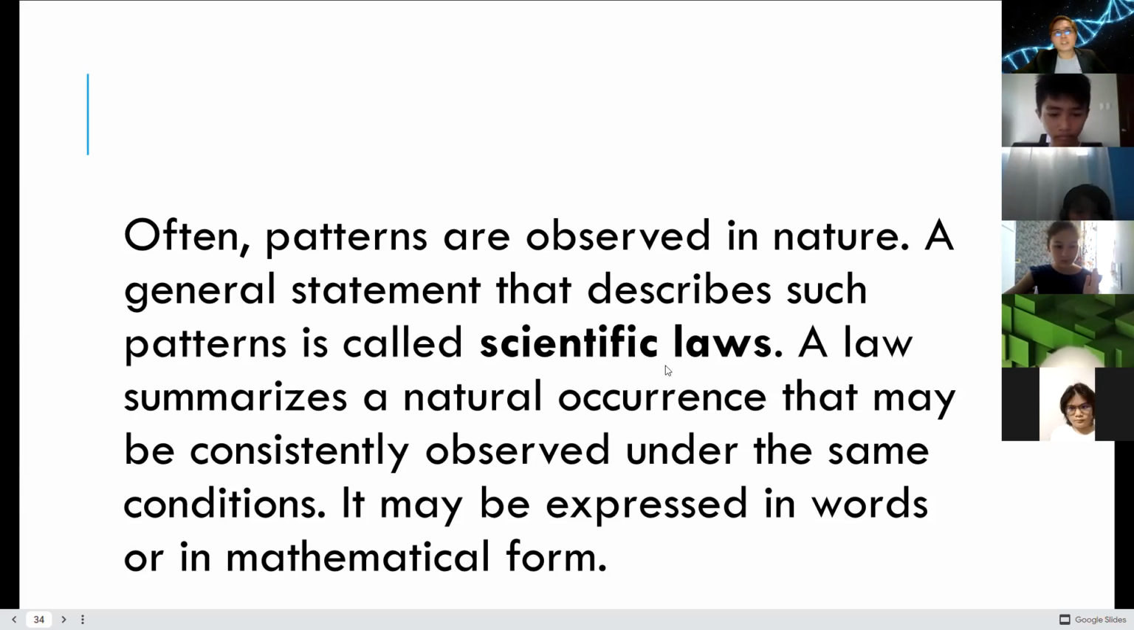We cannot just tell ourselves or our neighbors that it is because of the bakunawa, because it is already explained in science. That's the reason behind it. What else? La Nina, El Nino, those phenomena are explained by scientific laws. Even high tides and low tides are explained by scientific laws. A law may be expressed in words or mathematical form.